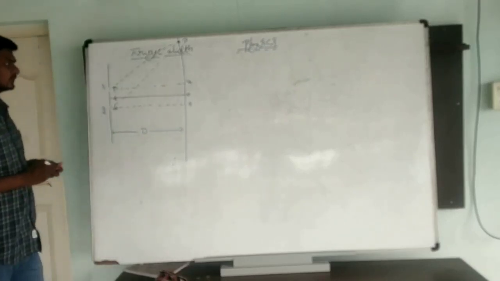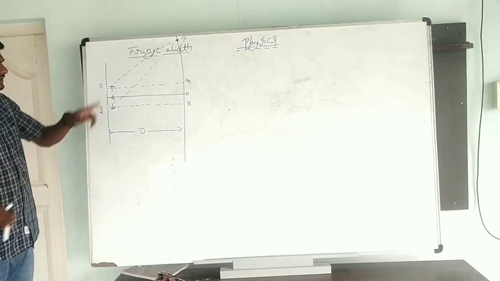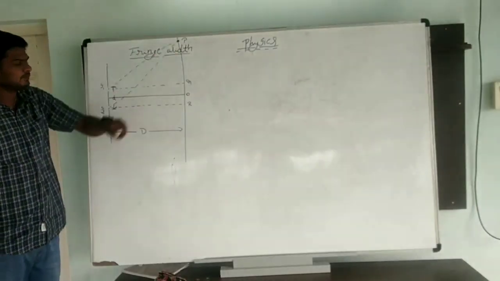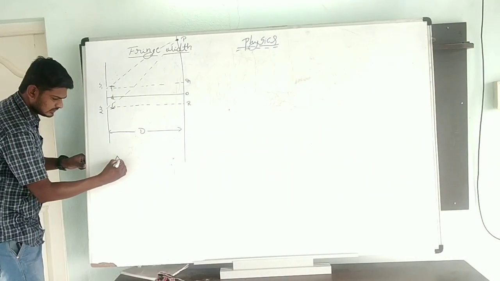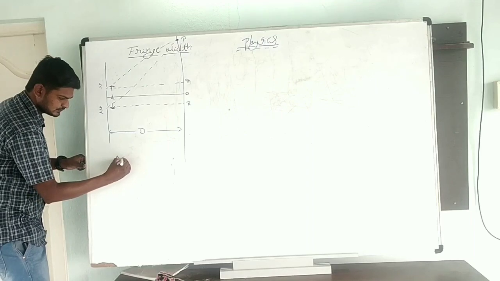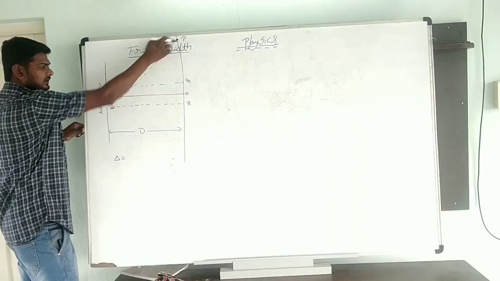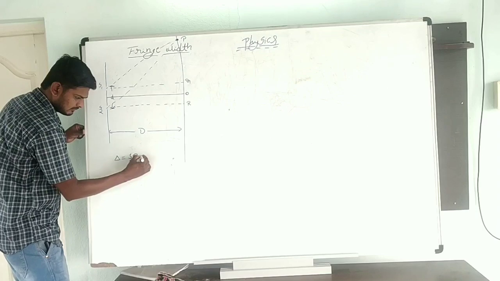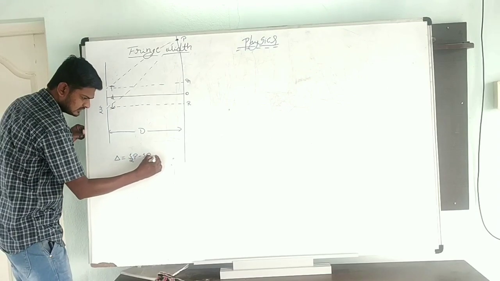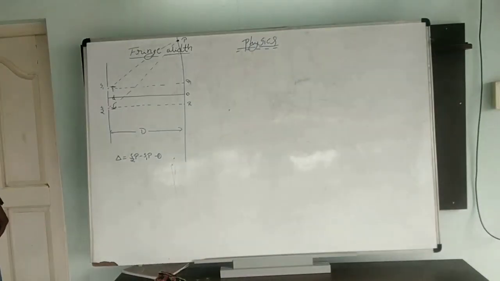Now let P be a point at a path difference delta. I am going to write the path difference delta is equal to the path difference from P to the two slits, S2P minus S1P. This one I am going to call equation 1. The path difference delta will be S2P minus S1P.